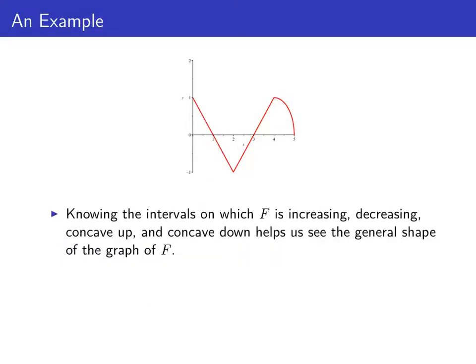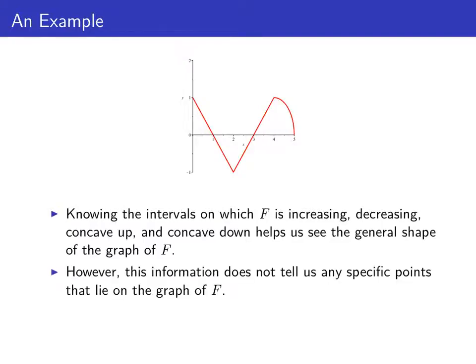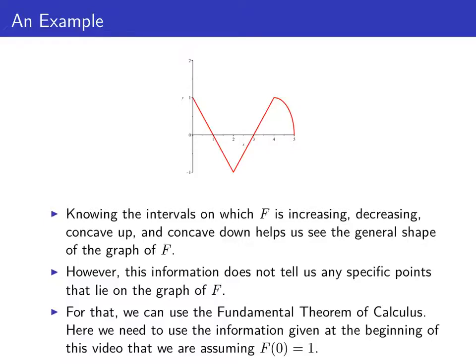So knowing where the graph of big F is increasing and decreasing, concave up and concave down, helps us see the general shape of the graph. However, it doesn't help us find any specific points that lie on the graph of F. For that, we use the fundamental theorem of calculus. And this is where that original assumption we made about big F passing through the point (0, 1) will come into play.